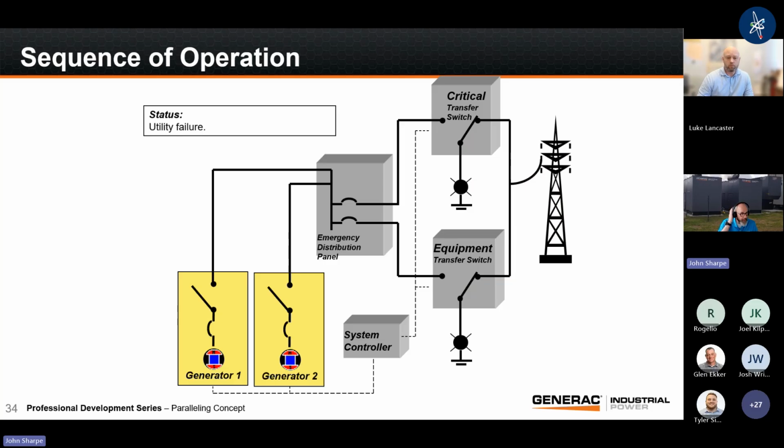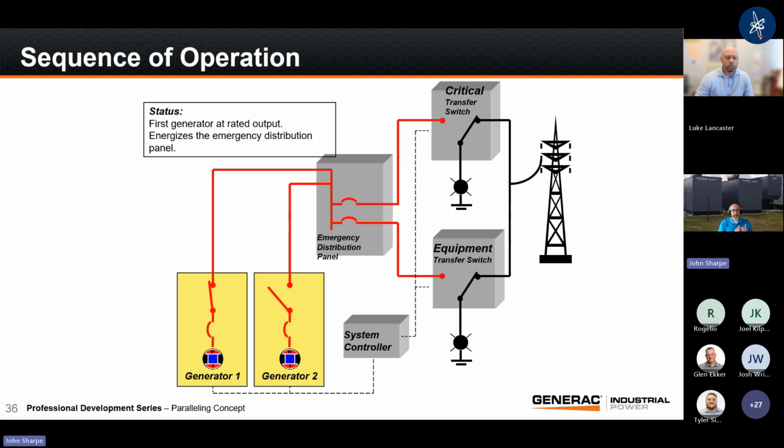And I lose the utility for whatever reason. A squirrel just got burned on a line, or a snake, or whatever. Somebody hit a pole, wherever. I've lost power. The transfer switches are going to initiate generator start, just like they would for a single generator system. Once I get generator start, both generators are running. The generators are going to do something called dead bus arbitration. Again, this happens in all paralleling systems, regardless if it's an integrated system or if it's a traditional paralleling switchgear.